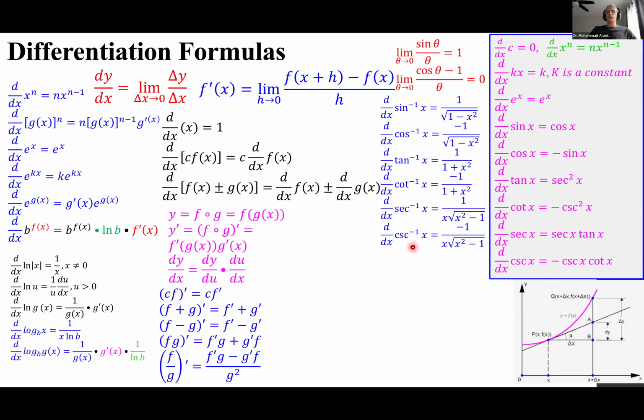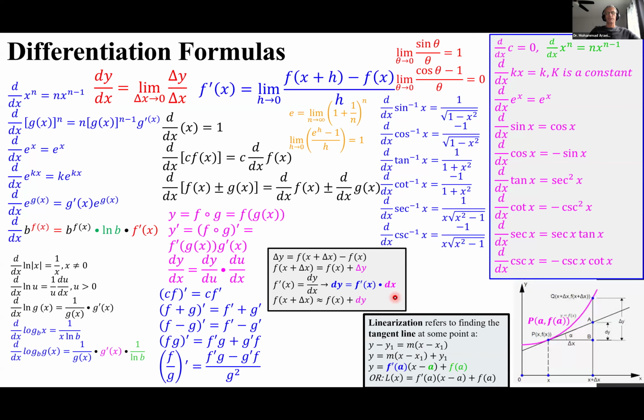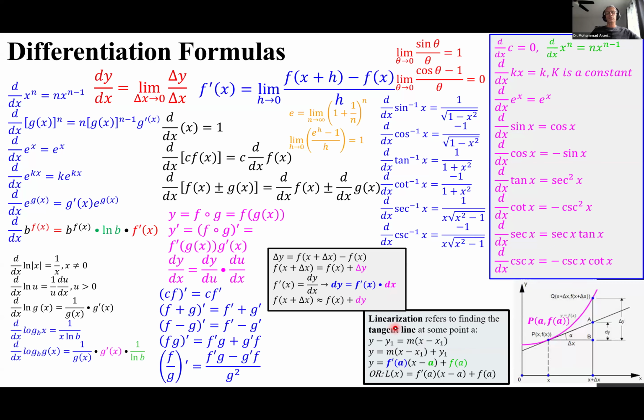Differentiation formulas, many differentiation formulas we have seen before, and definition of a differential in various formats. Delta y is the rise along the curve. If you have 2 points, you connect them, it becomes the secant line, f of x plus delta x minus f of x. And dy is the rise along the tangent line, f prime of x dx. Linearization, simply put, means find the equation of a tangent line.